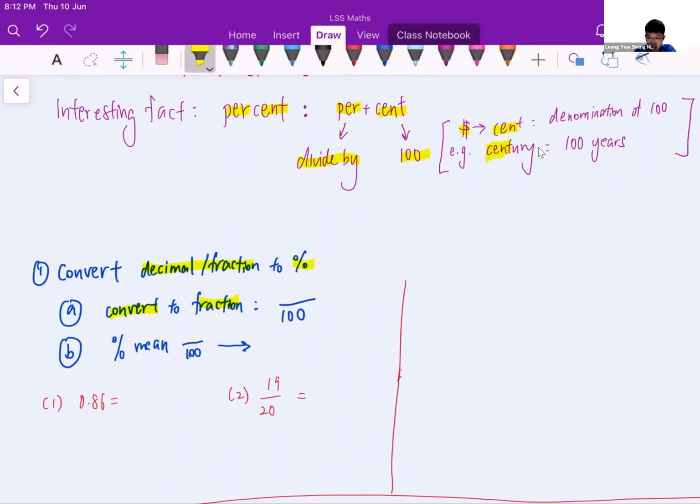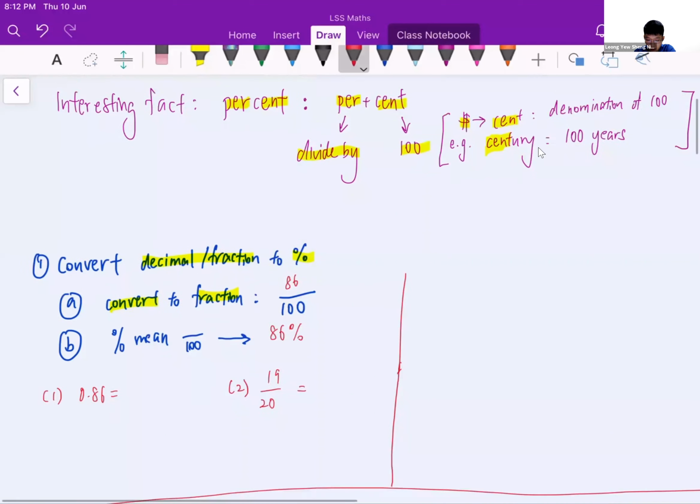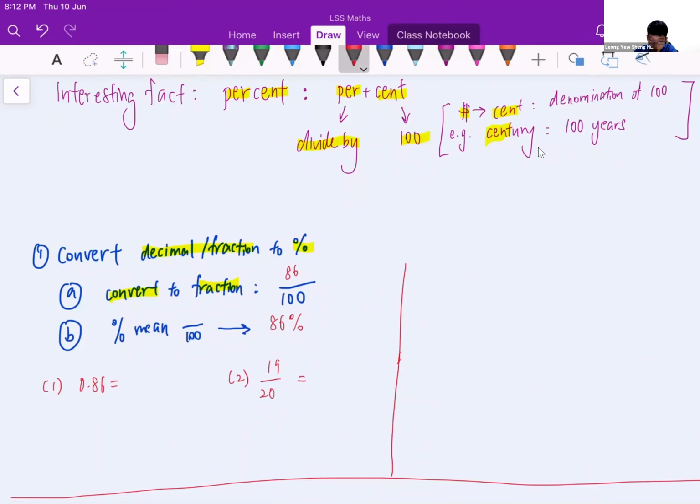For example, let's say it's 86 over 100. Since percent means over 100, when we convert to percentage, it will be 86%. So for example, in question 1, I convert it to a fraction, 86 over 100. And since I got 86 over 100, I can convert it to percentage straight away, which is 86%.